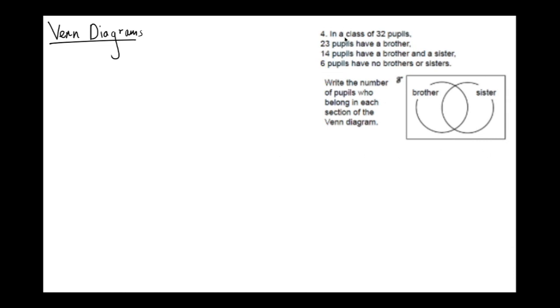Okay, so here's another question about Venn diagrams. We have a class of 32 pupils. Oh, in red apparently, that's nice. Let's go back to black quickly, there we go. 23 have a brother, 14 have a brother and a sister, and 6 pupils have no brothers or sisters. Okay, so we want to work out what goes in each part of this Venn diagram.